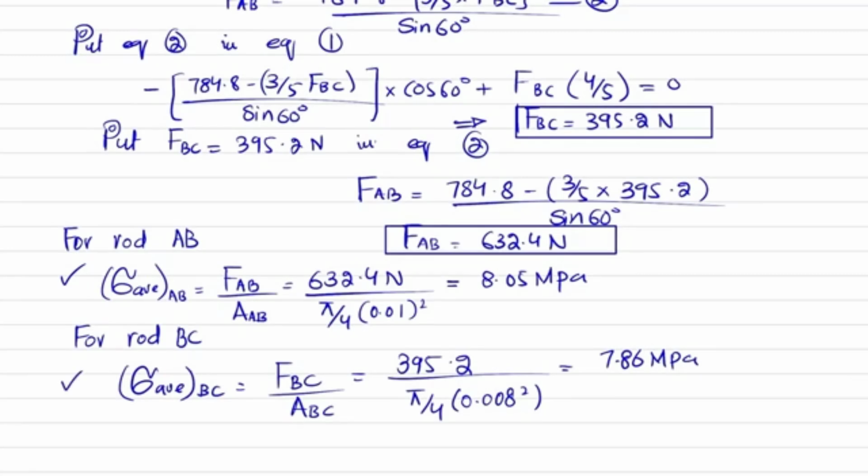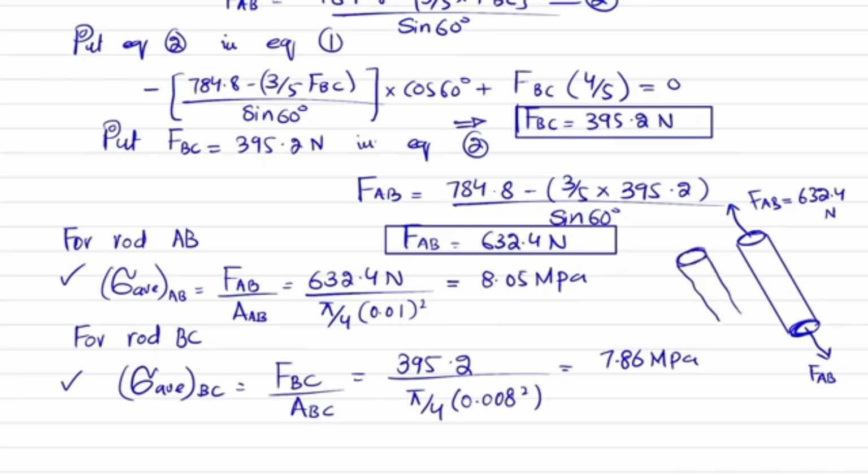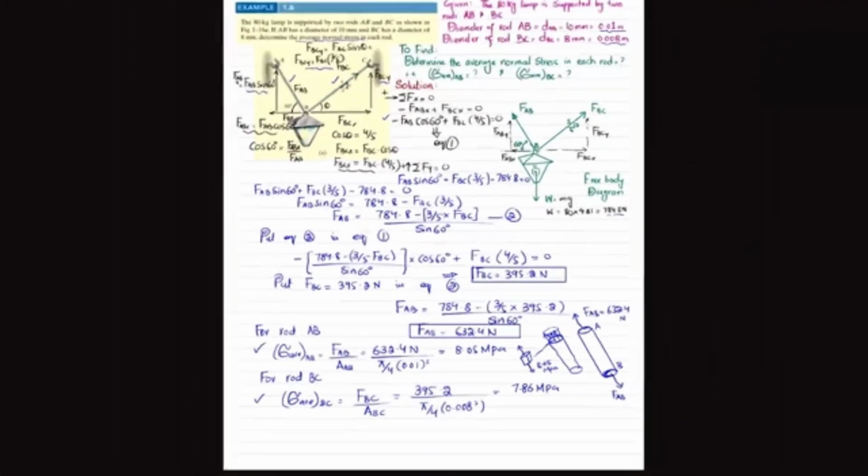Now what if I represent this average normal stress in rod AB? Let this be the rod. For example, this is the rod having this diameter. So this is the load FAB, which is equal to 632.4 Newton. If you want to represent the stress on this, it will be like this on the same rod AB. If you represent it on a cubic element, this stress will be tensile, like this, that is 8.05 megapascal. Same is the case, you can draw the stress and force diagram for rod BC. So that is all about this problem, example 1.6.